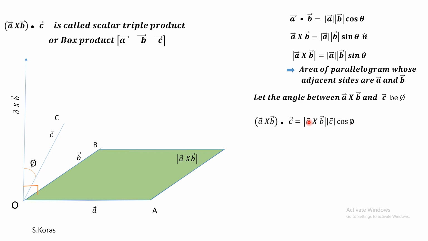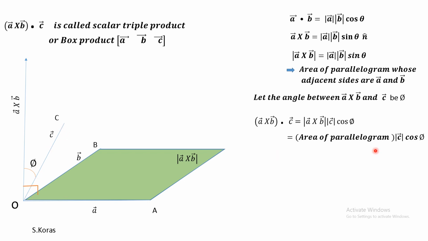Right. Moreover, we know the geometrical meaning of modulus of A cross B. That is nothing but the area of this parallelogram. So we can write this as area of parallelogram into modulus of C vector into cos phi. Now let us try to bring the meaning for modulus of C vector into cos phi. Modulus of C vector is very well known, because it is nothing but the distance from O to C.